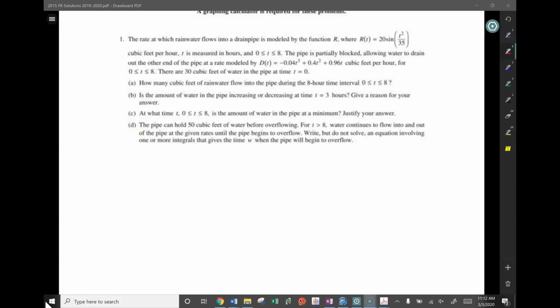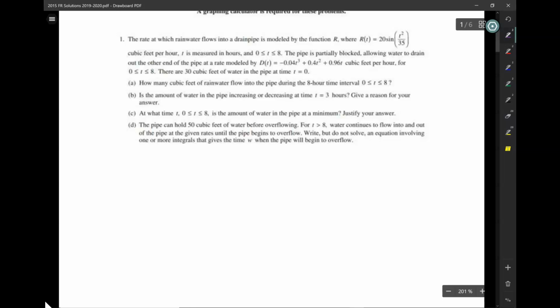The rate at which rainwater flows into a pipe is given by R, in cubic feet per hour, from 0 to 8. The pipe is partially blocked, allowing water to drain out the other end of the pipe at a rate modeled by D of t for 0 to 8. There are 30 cubic feet of water at time t equals 0 in the pipe. So how many cubic feet flow into the pipe during the 8-hour interval? So nothing big here, right? So just integrating from 0 to 8, R of t dt.